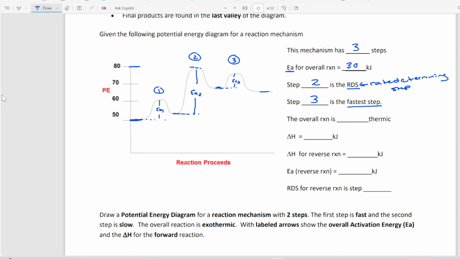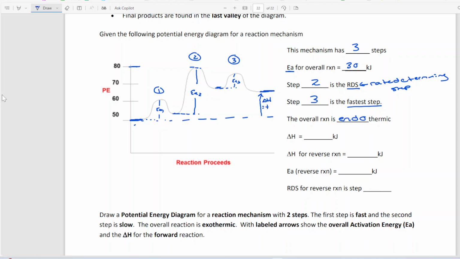Well, these are my reactants, these are my products. My products have more energy than my reactants, so it must have been an input of energy. So it's going to be a positive delta H, so it's going to be endothermic.